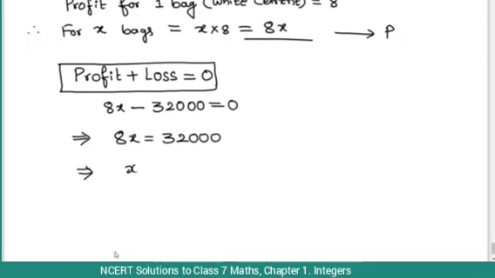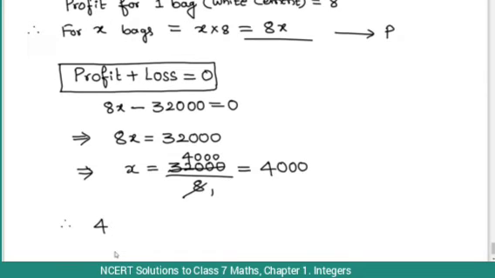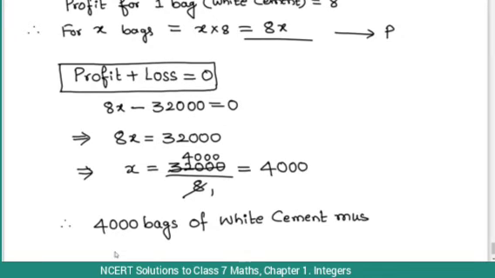Then x will be what? 32,000 divided by 8. 8 ones are 8, 8 fours are 32, and 3 zeros. Then x value is 4,000. Therefore, 4,000 bags of white cement must be sold to get neither profit nor loss.